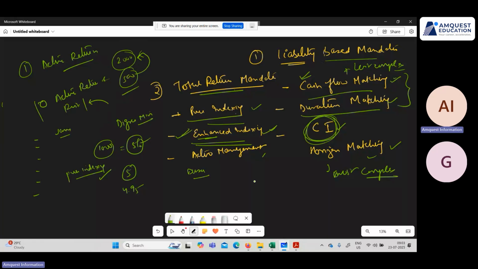Okay. Active management, I don't have to say it, right? The objective is not to match any duration or something. The objective is to earn extra money on top of the benchmark.